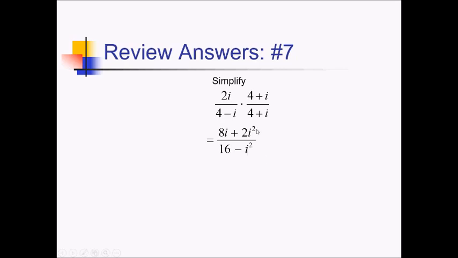Now we're going to simplify the i squareds to negative 1s. So in the numerator, this 2i squared becomes a negative 2. And then we have a plus 8i up there as well. And then down here, we're basically adding 1 if we're subtracting negative 1. So that's 16 plus 1. And then just one more little step. 16 plus 1 is 17. And there's no way to reduce this any further.